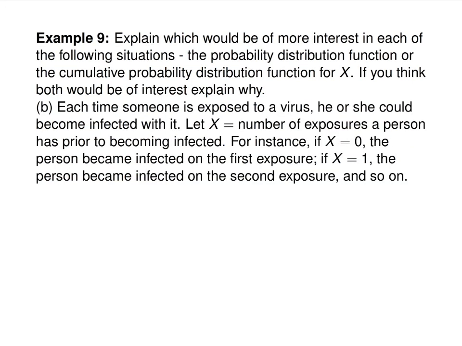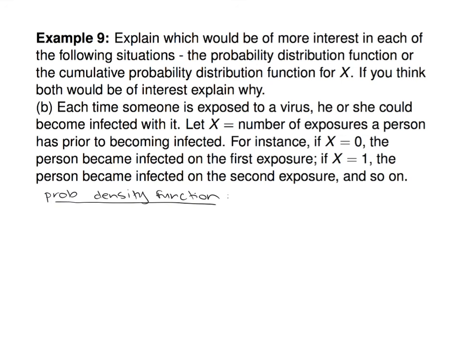Each time someone is exposed to a virus, he or she could become infected with it, and we're going to let x equal the number of exposures a person has prior to becoming infected. For instance, if x equals 0, the person became infected on the first exposure. If x is 1, the person became infected on the second exposure, etc. So in this case, what probably would be more interesting is the probability density function. Although you really could argue both in this case if you wanted to.